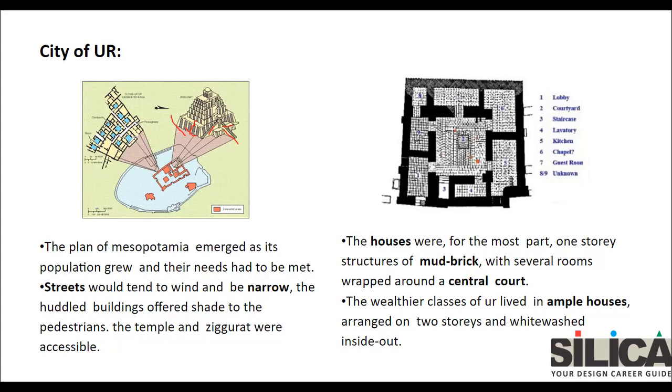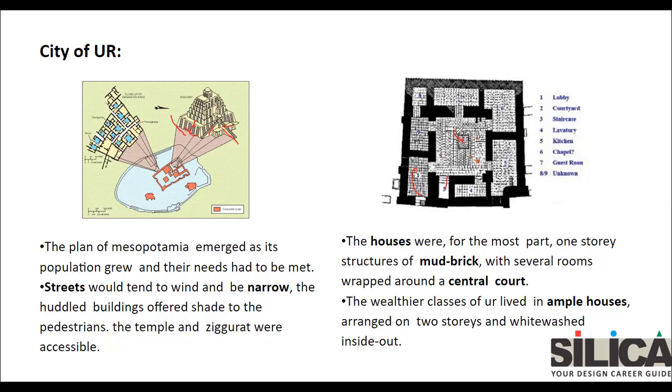The wealthier classes of Ur lived in ample houses arranged on two stories and whitewashed inside and out. So this one is the typical layout of Mesopotamian residential houses. First we can see the lobby area. Second is a courtyard, which is an open space and gathering space. Third is a staircase for the first floor.